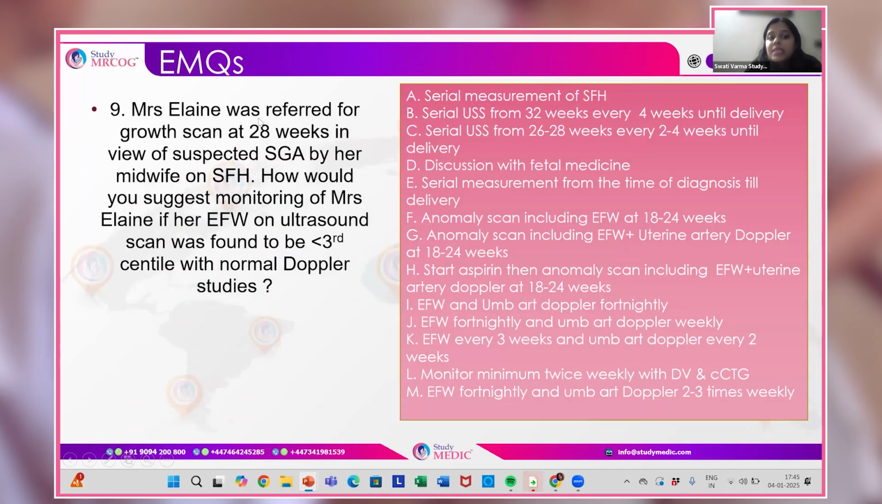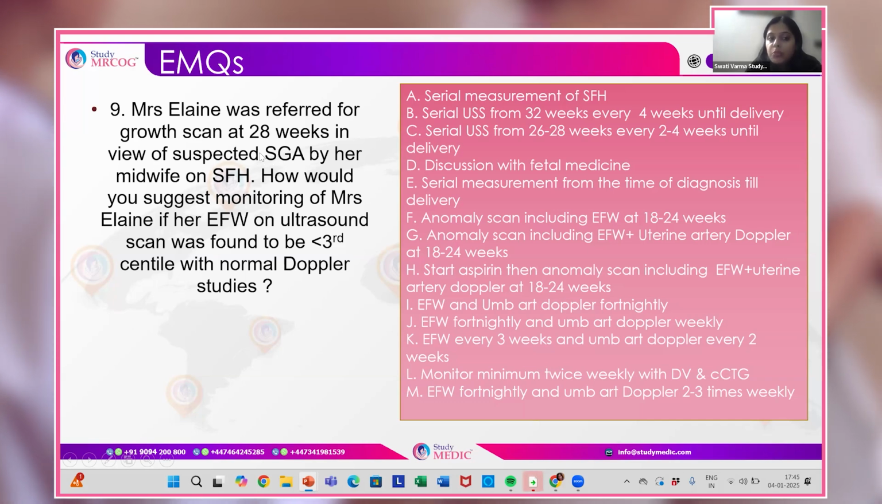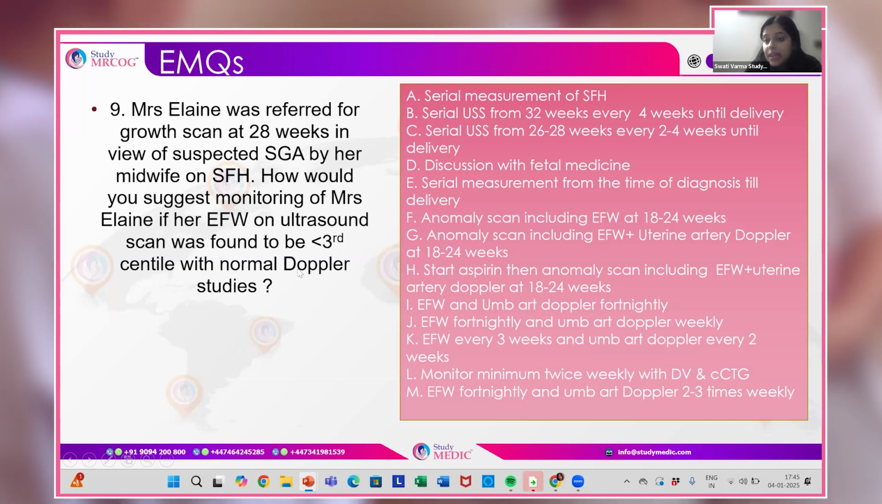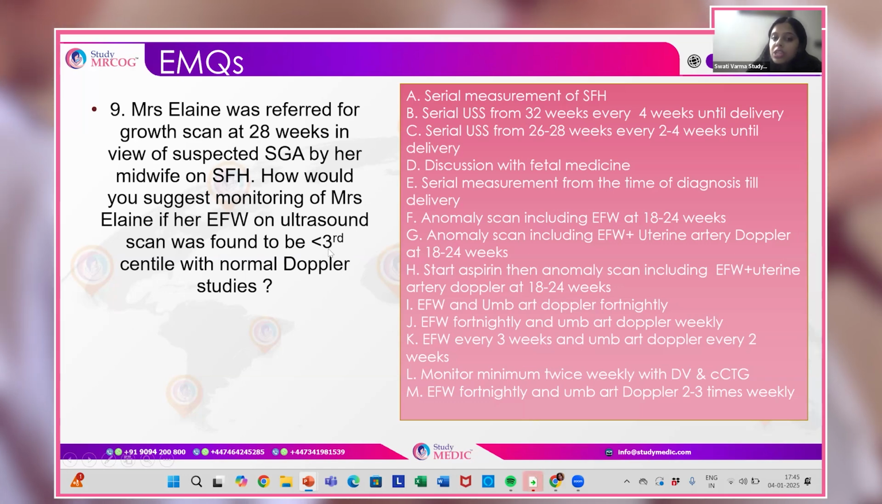Next question. Mrs. Elaine was referred for growth scan at 28 weeks in view of suspected SGA by her midwife on SFH. Midwife performed symphysiofundal height. She found it to be low, so she was referred for growth scan. Now, how would you monitor her if her EFW on ultrasound was less than 3rd centile? Less than 3rd centile with any Doppler, whether normal or abnormal, is FGR, not SGA. Less than 3rd centile is always FGR.